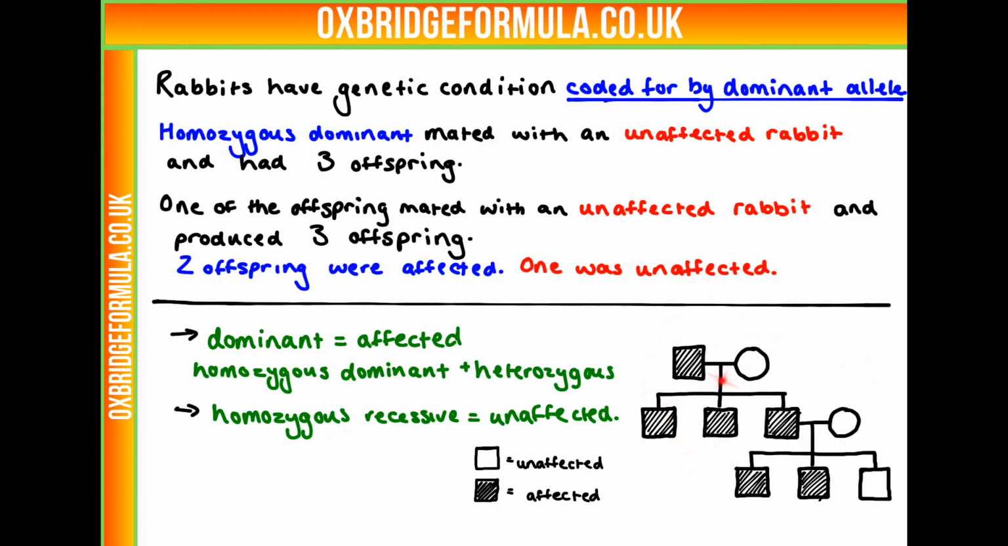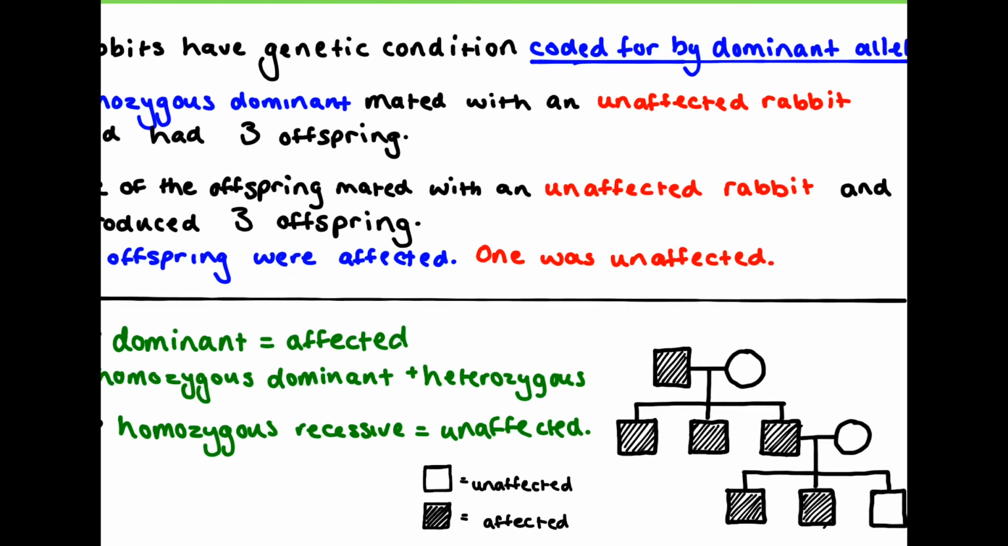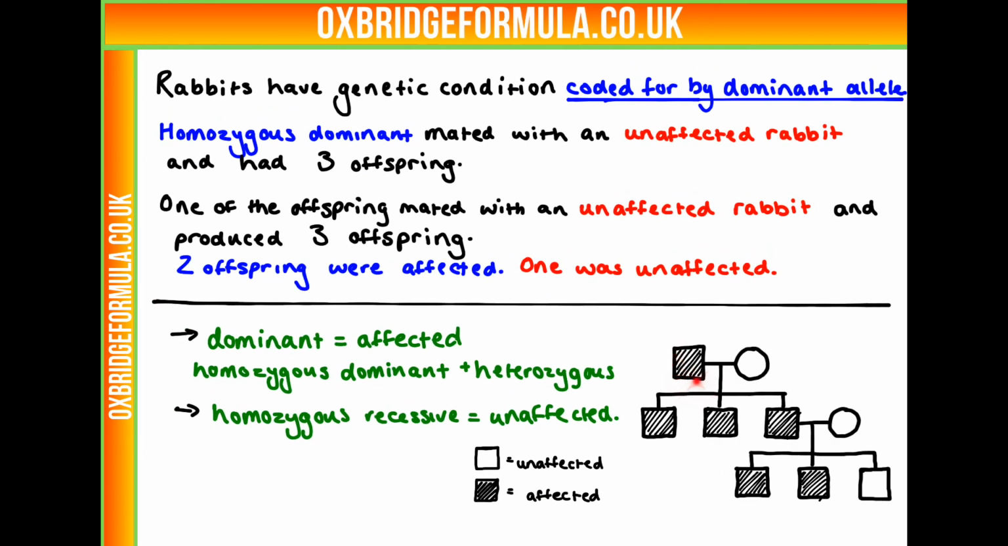So I've drawn mine here, the shaded squares being the affected rabbits and the non-shaded ones being unaffected. But how do we get this? Well, let's start from the top, the parents. We know that one parent is going to be homozygous dominant. So that means it's going to have 2 of the dominant alleles, therefore being affected. And it's mated with an unaffected rabbit. So there we go, we've got 2 dominant and then 2 recessive.